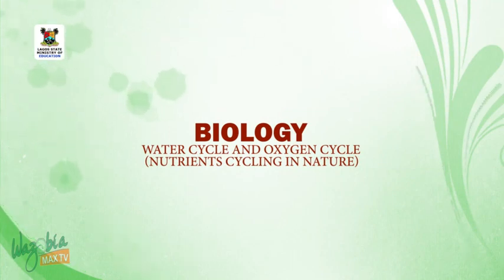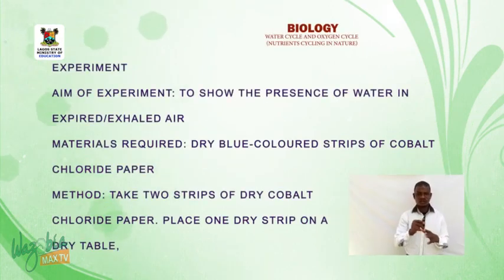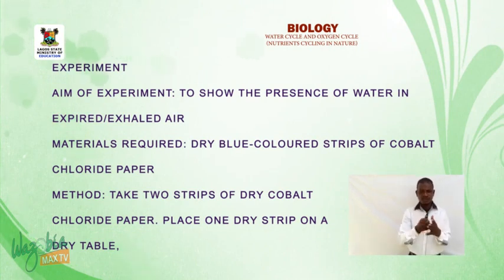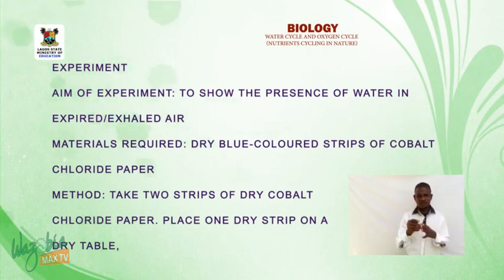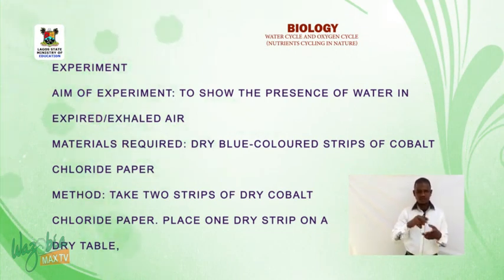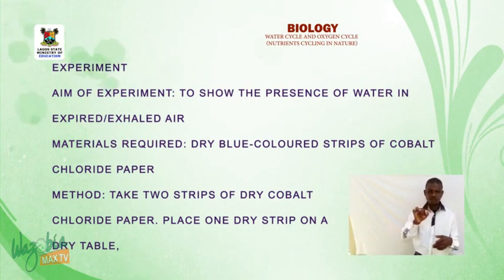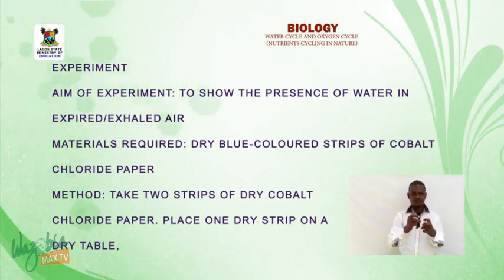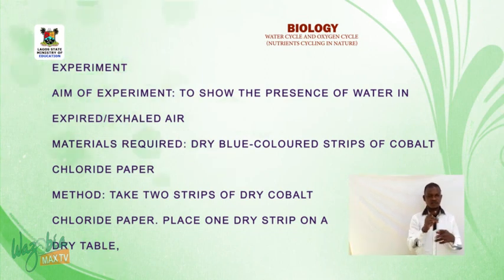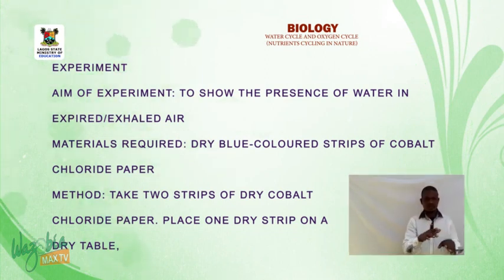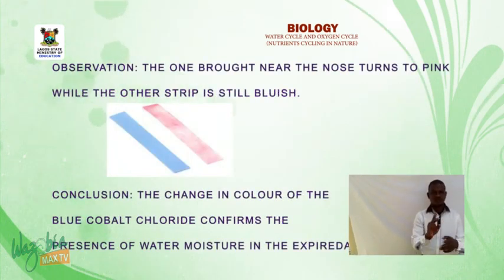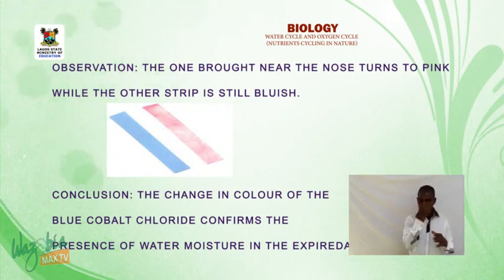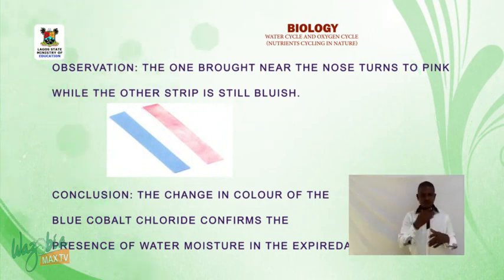Welcome back. We are going to perform a simple experiment. Aim of the experiment is to show the presence of water in expired air. Materials required: dry blue color strips of cobalt chloride paper. Method: take 2 strips of dry cobalt chloride paper. Place 1 dry strip on a dry table. Hold the second strip in front of your nose and breathe out on it.